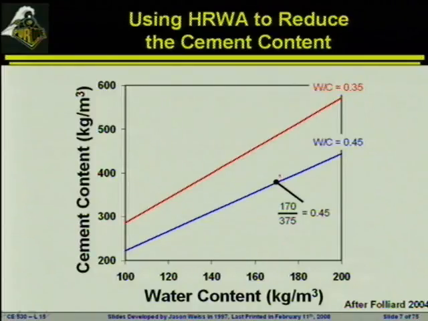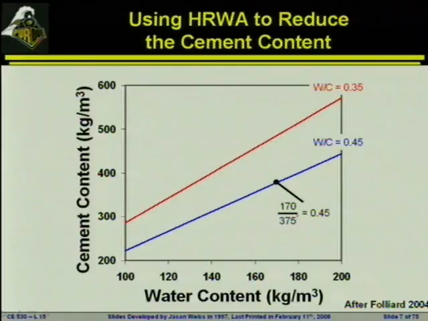Here we've got a 0.45 water to cement ratio concrete. You'll notice that when we plot water versus cement, the water to cement ratio will make a straight line. So the blue line are all water to cement ratios that are 0.45. The red line is all water to cement ratios that are 0.35.